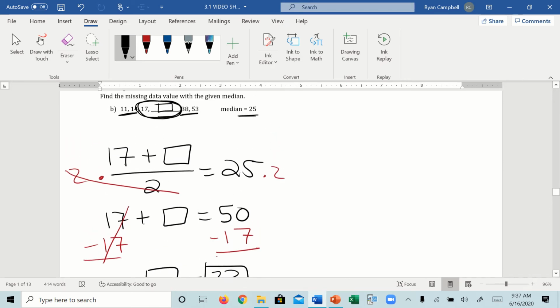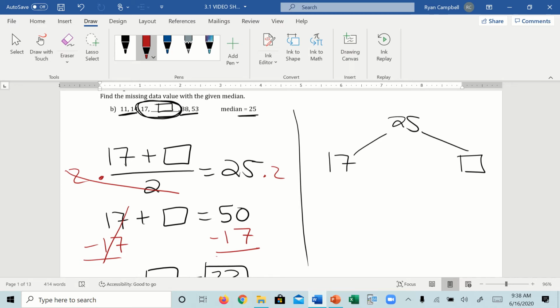Now, like I said, there's lots of other ways of doing it. Just because I did it this way doesn't mean you have to do it this way. I do have one student who said, okay, well, let's think about this. We know that halfway between 17 and this missing number is 25. Well, let's figure this out. What is 25 minus 17?